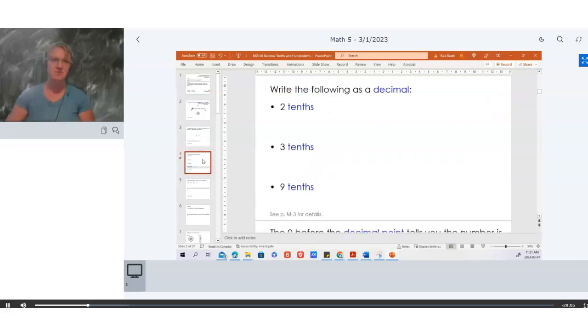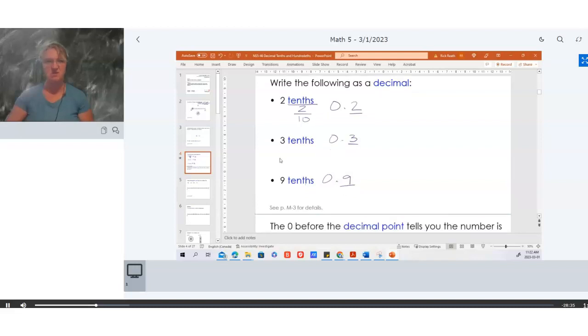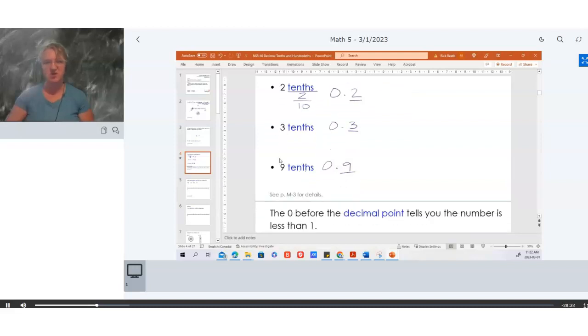Okay? So if we're going to write these as a decimal, we know 2/10 as a fraction would be 2 over 10. And as a decimal, we would just put 0.2, showing that the 2 is in the tenths place. For 3/10, 0.3. That 3 is in the tenths place again. And 0.9, 9 is in the tenths place. And the 0 before the decimal point tells you that the number is less than 1.